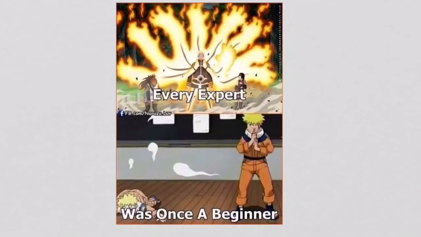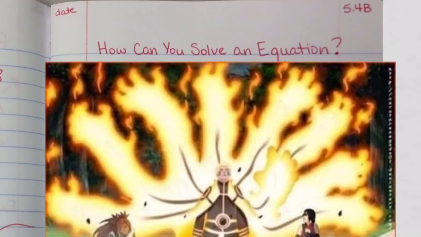Alright guys, open up your math notebook, turn to the page listed on the instructions, write your date in the corner, your TEK is 5.4b, and your title is How Can You Solve an Equation?